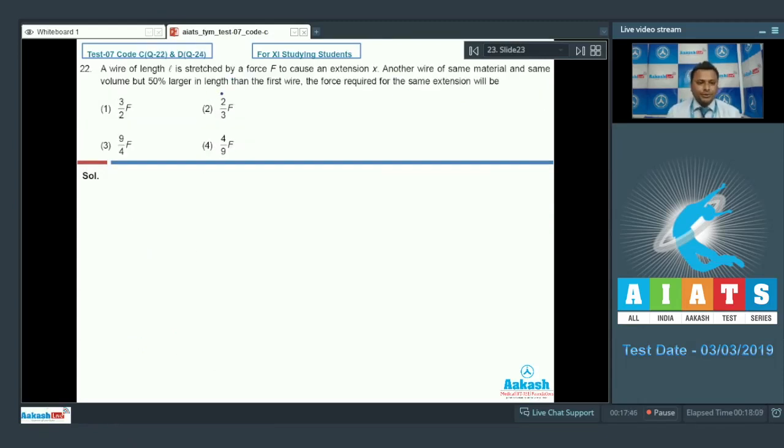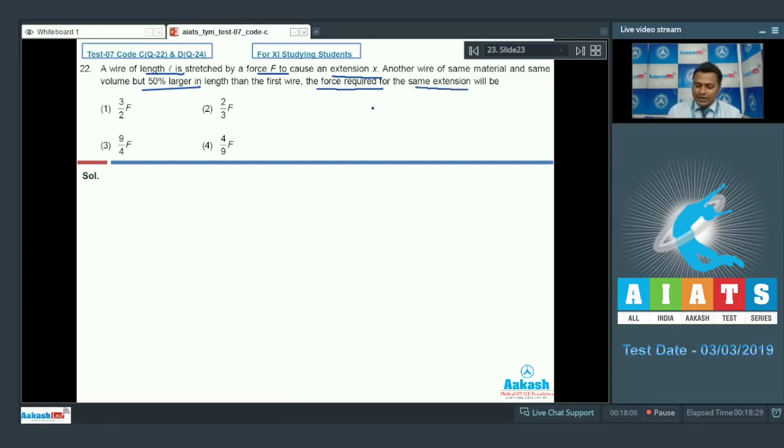Here is question number 22. A wire of length L is stretched by a force capital F to cause an extension X. Another wire of the same material and same volume is 50% larger in length than the first wire. What will be the force required for the same extension?